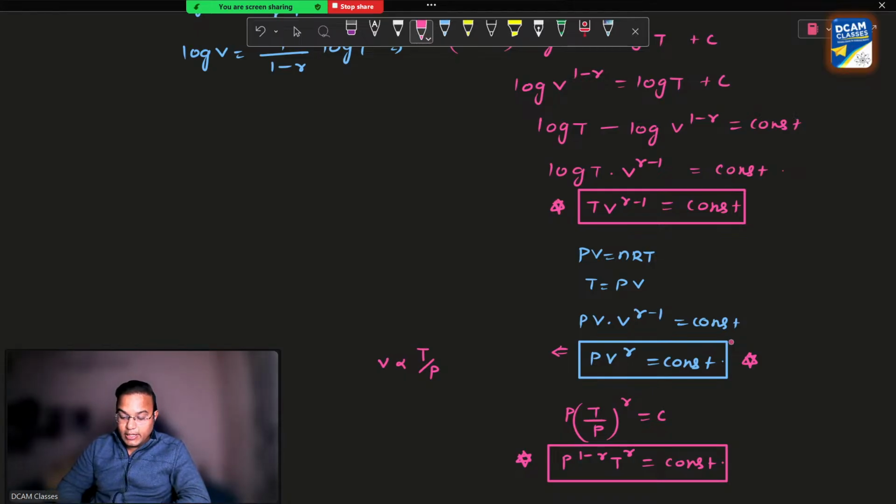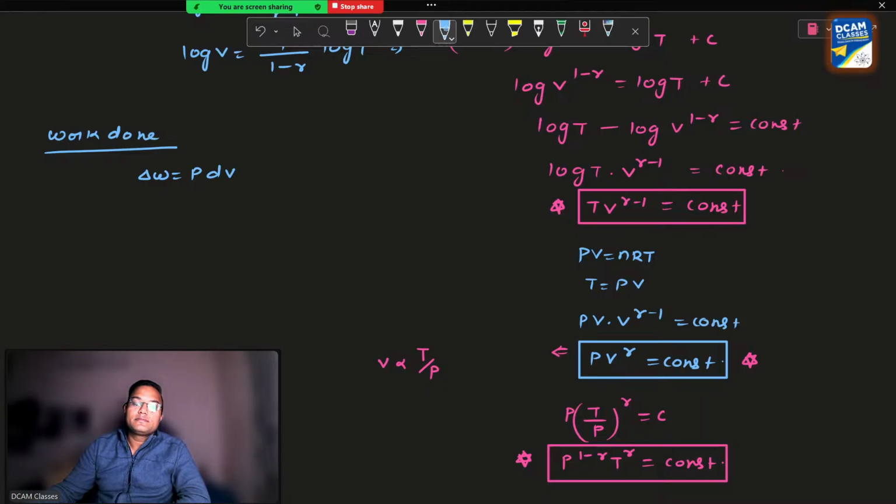Now I'll tell you what the work done is. How do we calculate the work done in this? Work done is PdV, which is P into V2 minus V1. Or if you want to calculate the work done, you will have to integrate the process again. So why integrate again?